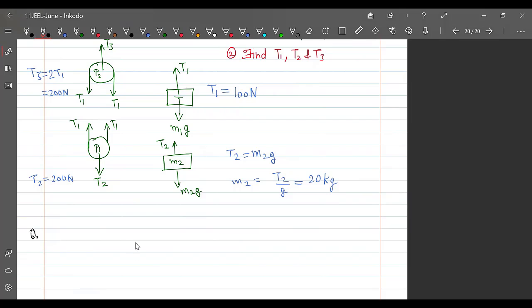Next question पे आता है. Suppose there is an inclined plane like this, और inclined plane के end पे there is a pulley, and pulley से mass attached है on this side and this side.